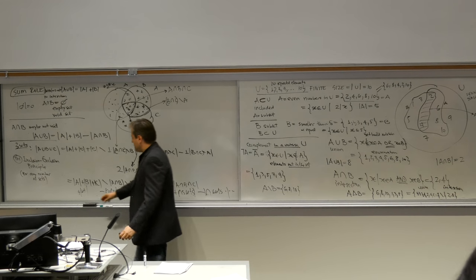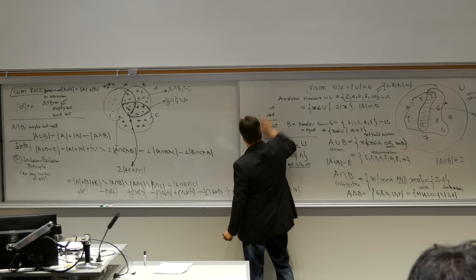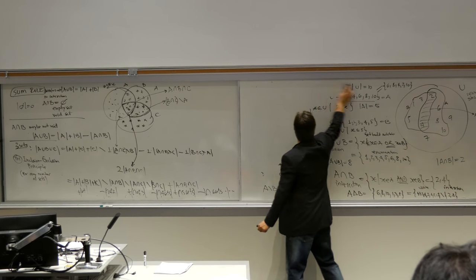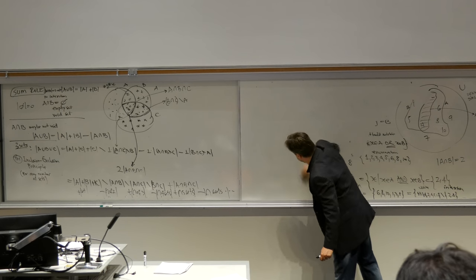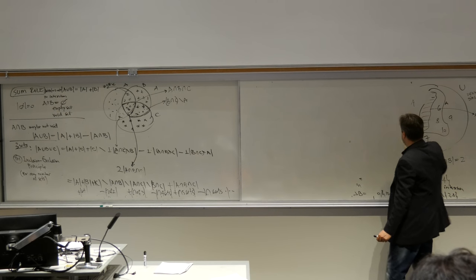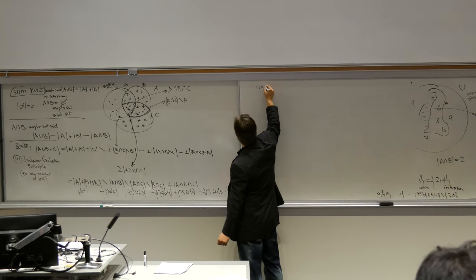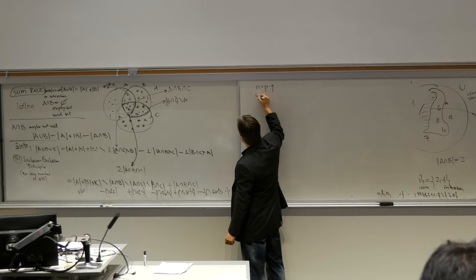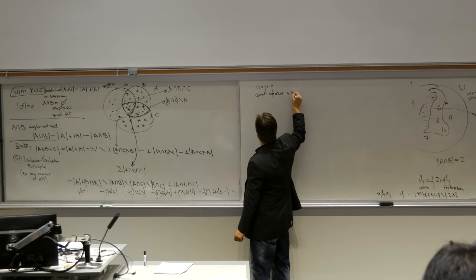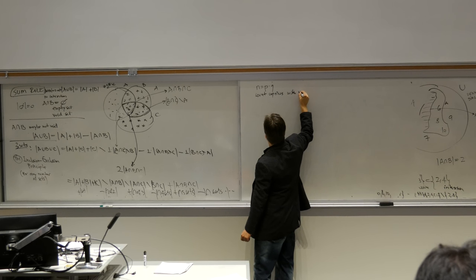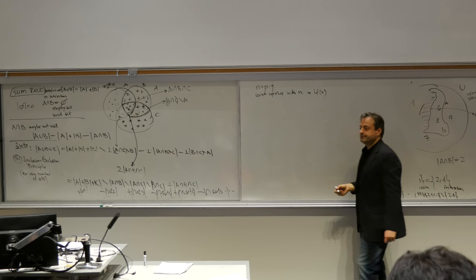So, as a quick example here, suppose I want to count, with n being p times q, the coprimes with n. That count, as we know, is phi of n.